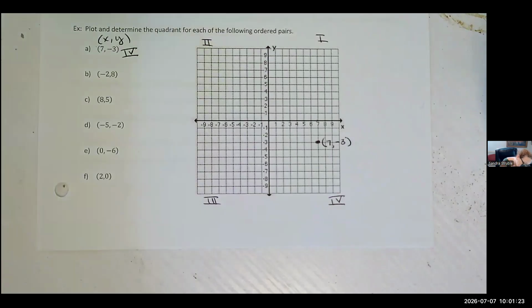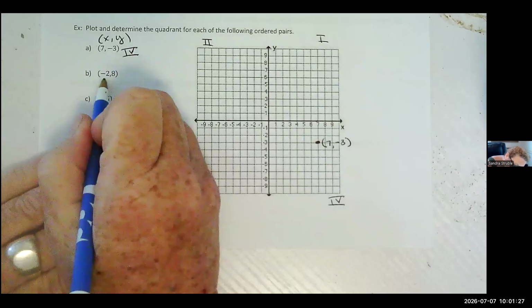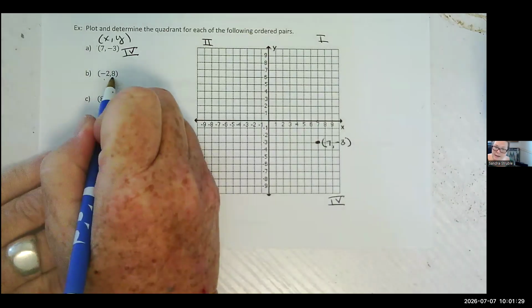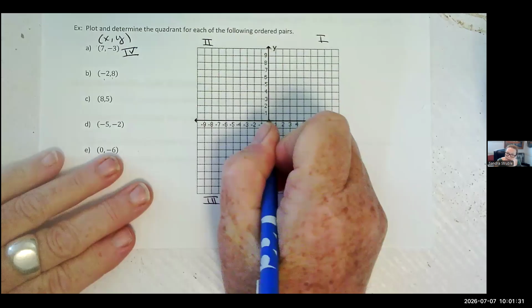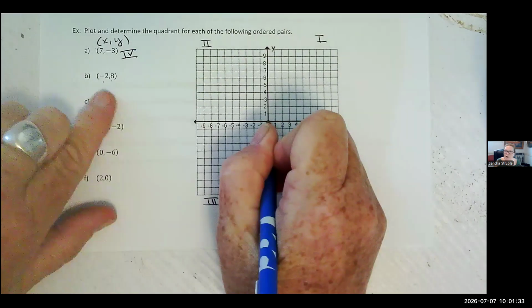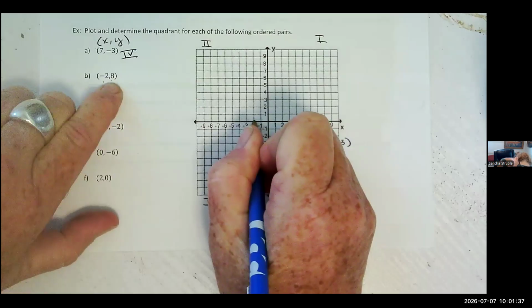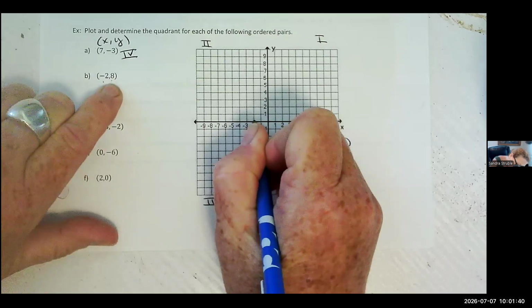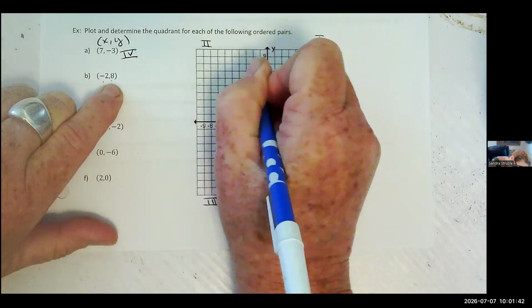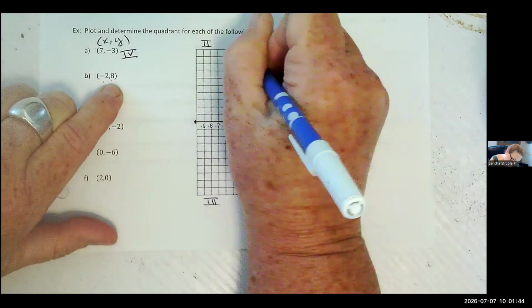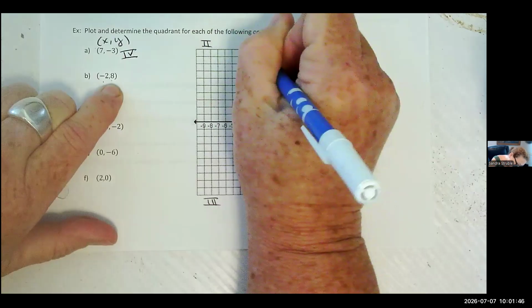All right, for the next one, my x is -2, my y is 8. So from the origin, I'm going to go left 2 because x is negative. And then don't plot your point yet. I'm going to go y is 8. It's positive, so I have to go up. Plot my point and name my baby. All right, this is in quadrant 2.